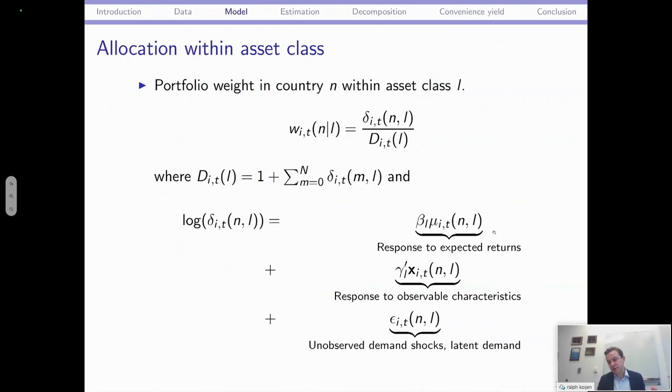One is expected returns. Beta L is going to control how sensitive you are to expected returns. Then there are other observable characteristics. So here you're going to have, let's say, inflation, GDP, GDP per capita, risk variables, ratings, things like that. Also trade relationships, other variables that you can observe that you think drive demand across countries. And then there are unobserved demand shocks. Those could be expectations about those macro variables in the future that we don't observe as econometricians. Okay, so that's the demand model within an asset class.